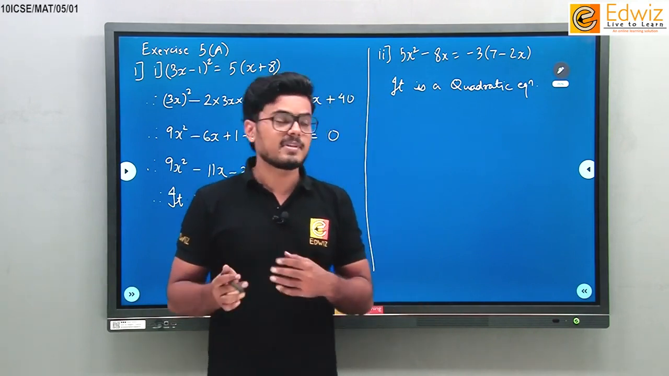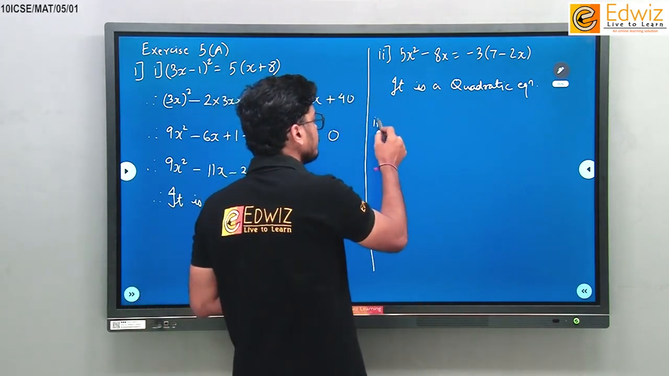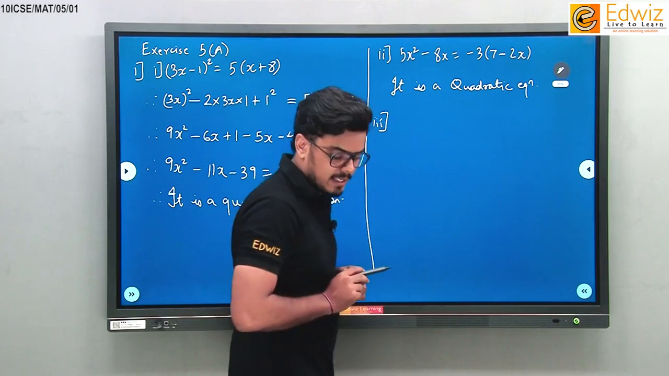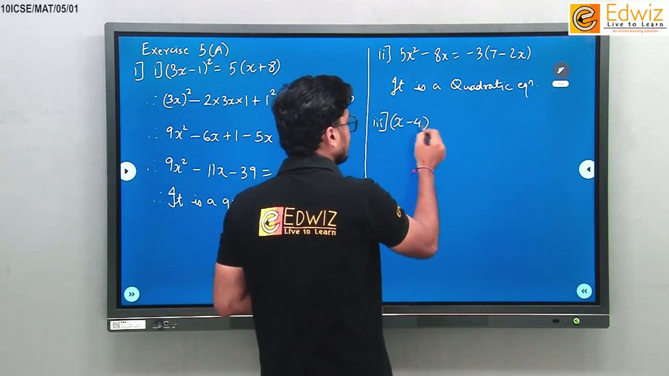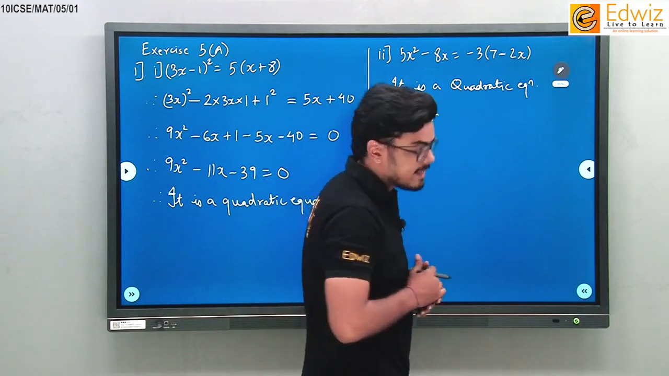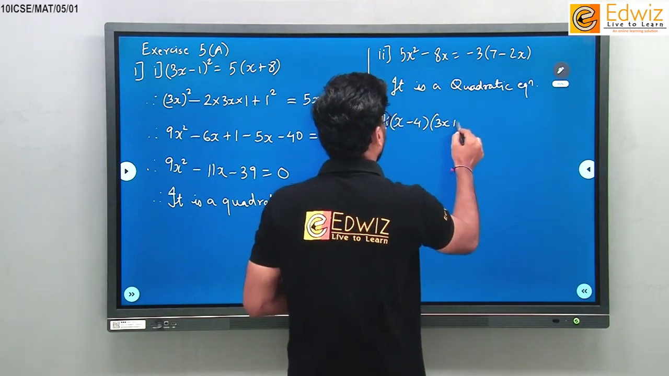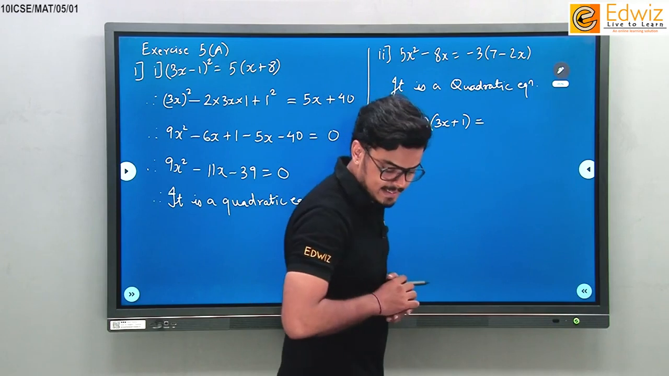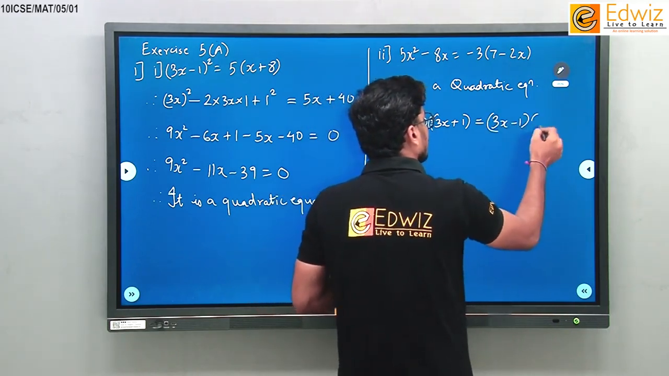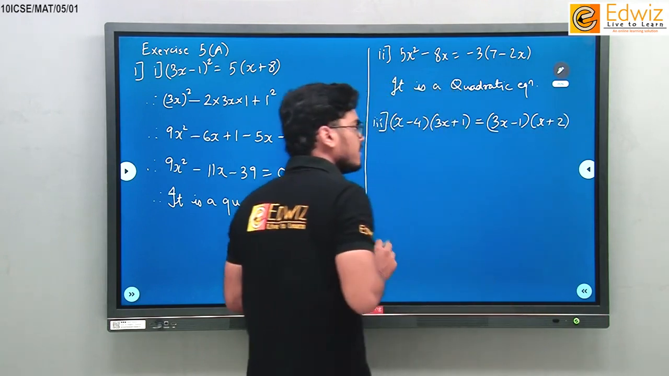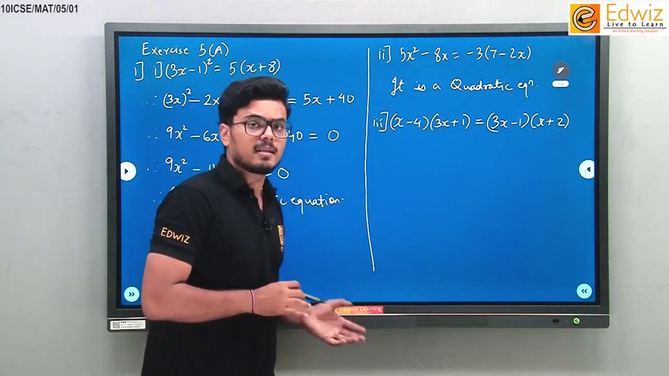Similarly, the third one. The left hand side is x minus 4 multiplied by 3x plus 1, equal to the right hand side, 3x minus 1 multiplied by x plus 2. So let us check whether upon solving it is a quadratic equation or not.